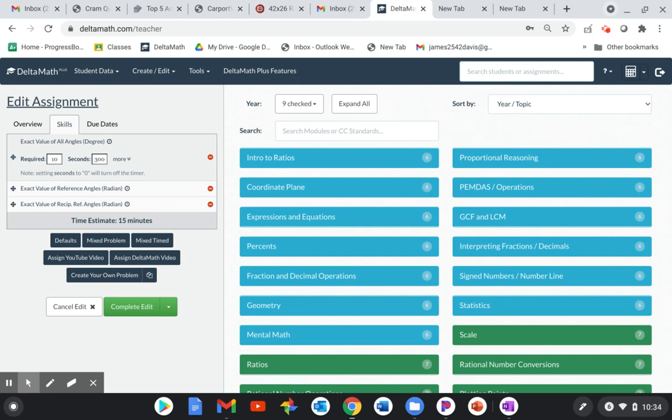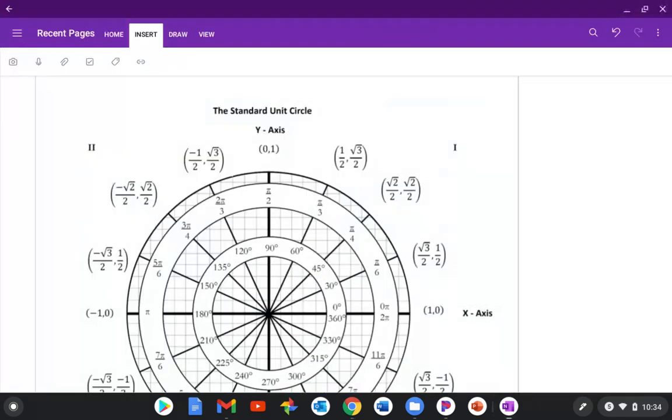Hey guys, this is just a little explanation on how you're going to complete these timed problems on Delta Math. In all of these, you're going to need your unit circle. Hopefully you've either got that in a separate tab or a printed version, even better. And again, you can pick one up in my room. I have extra copies if you want.